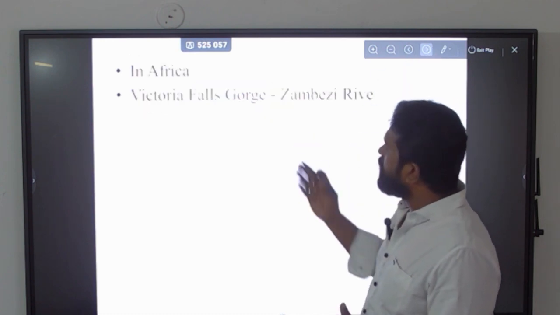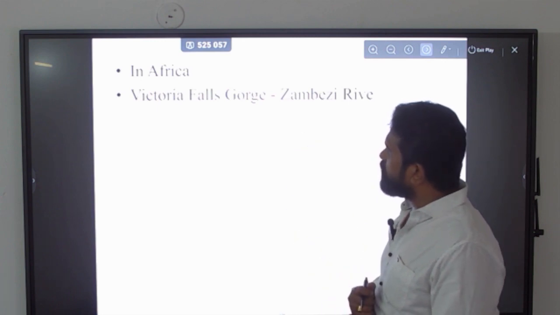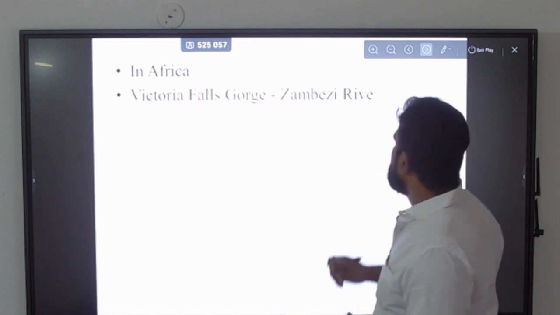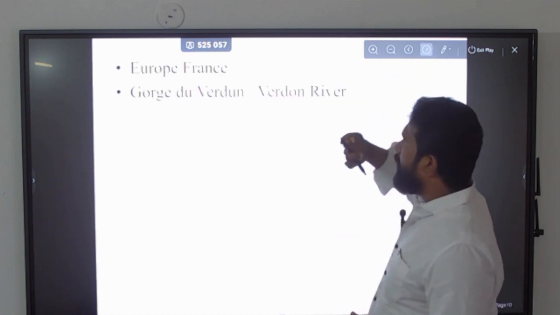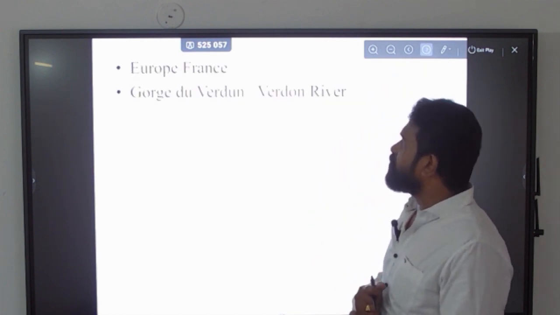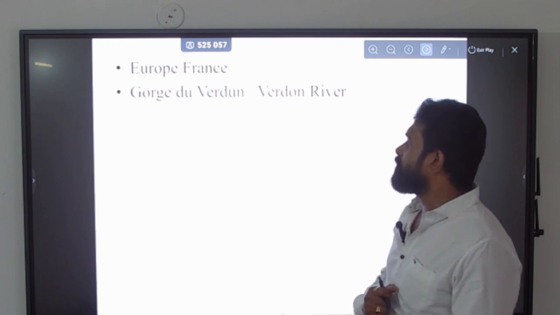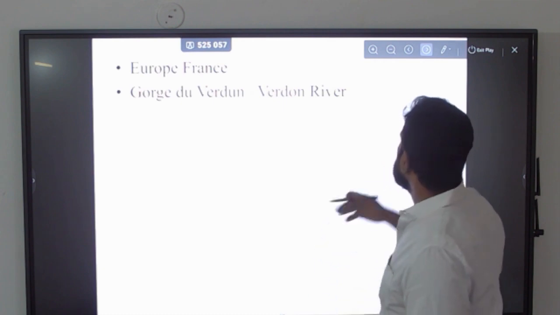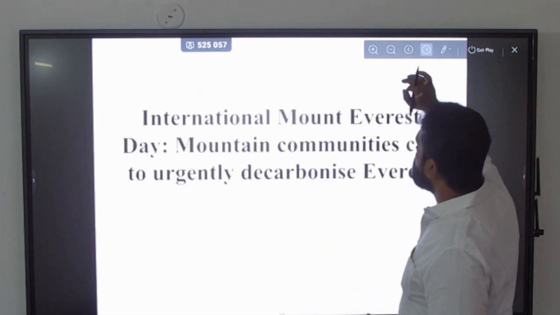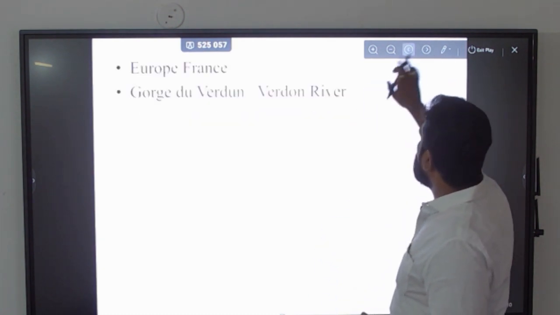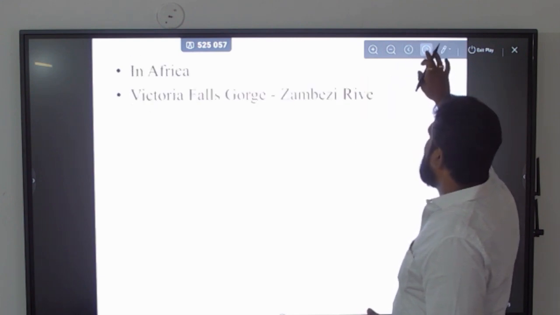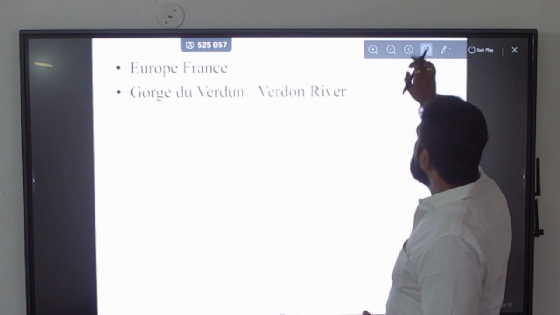In Africa, we have the gorge called Victoria Falls Gorge, by the Zambezi River. And in Europe, in France, we have a gorge called Gorges du Verdon, by the Verdon River. So these are some things you should know about the difference between gorge as well as canyon.